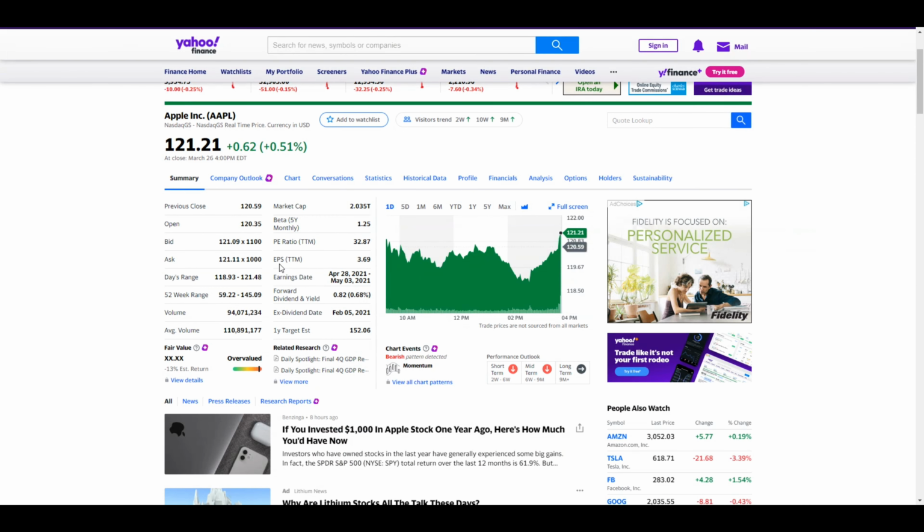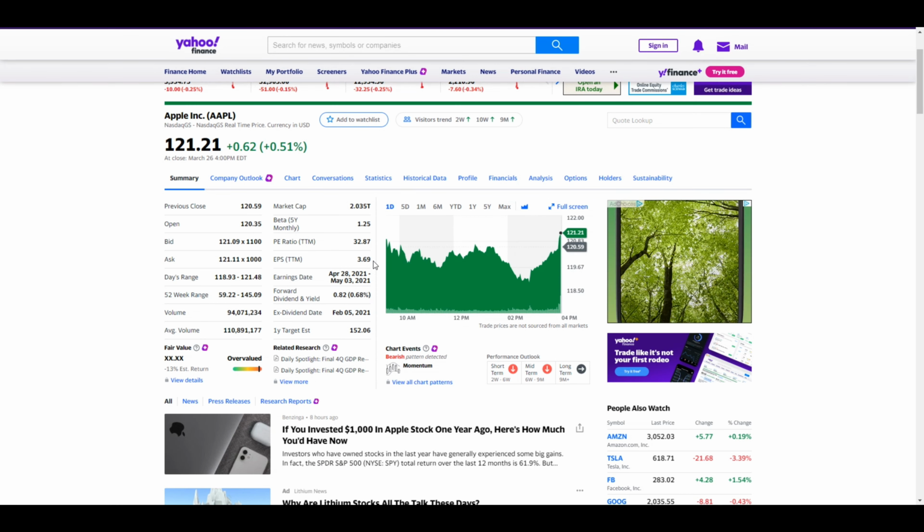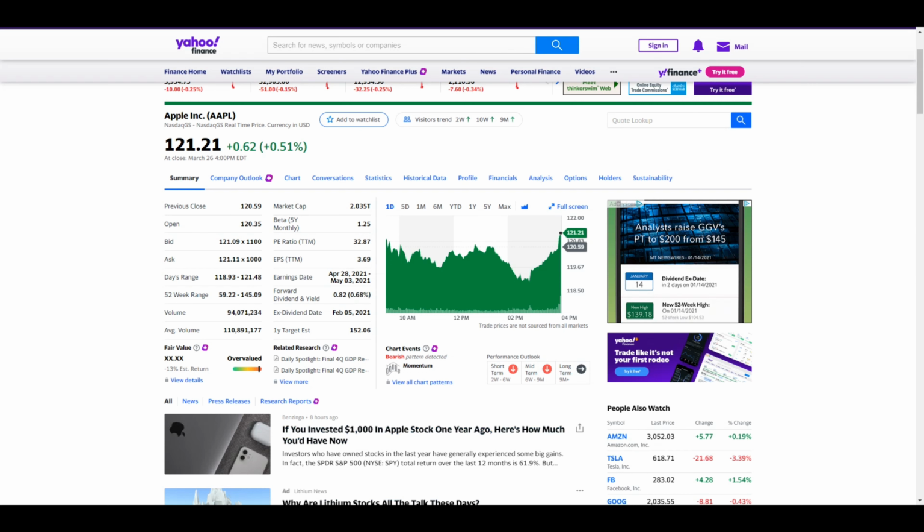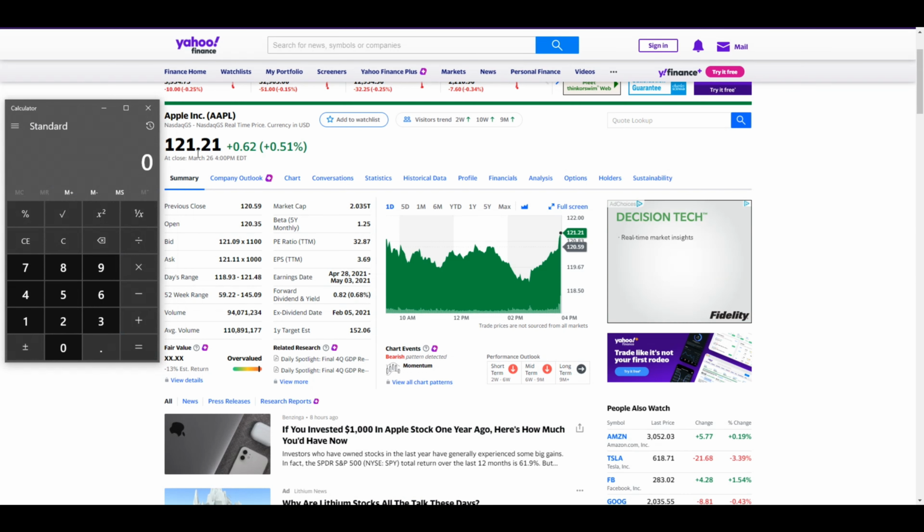EPS means earnings per share. So this is the earnings in 1 year per every single share that the company has. So you can see that we can calculate the PE ratio and get to this number if we do an easy calculation of the price divided by the earnings in the last 12 months.